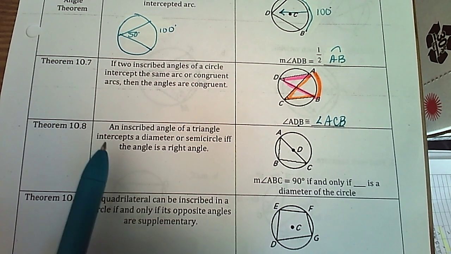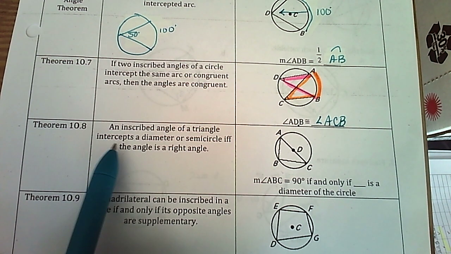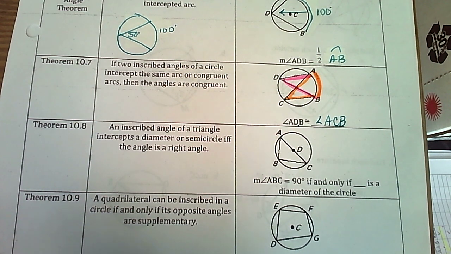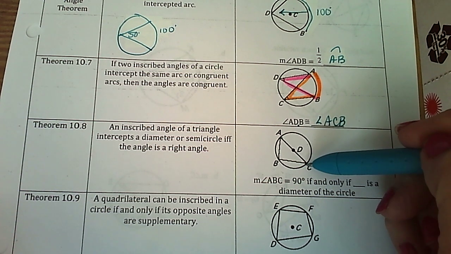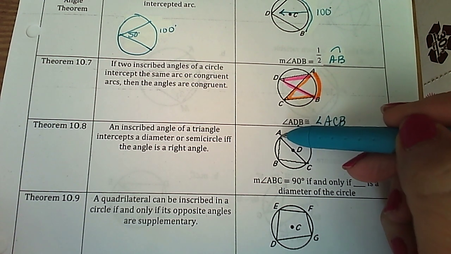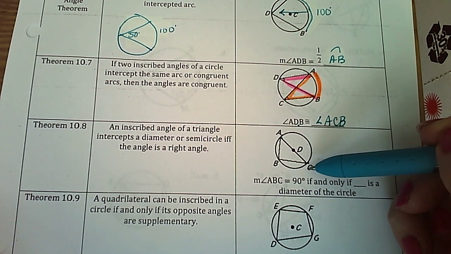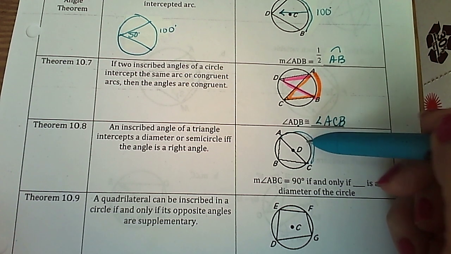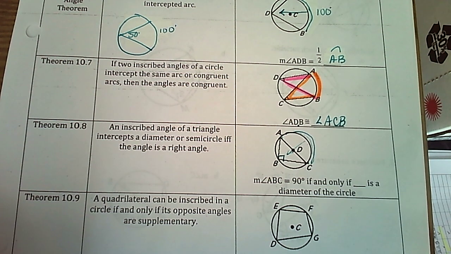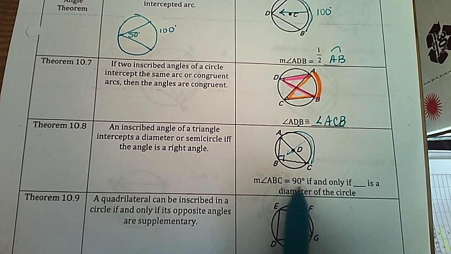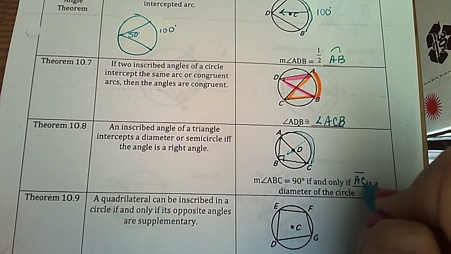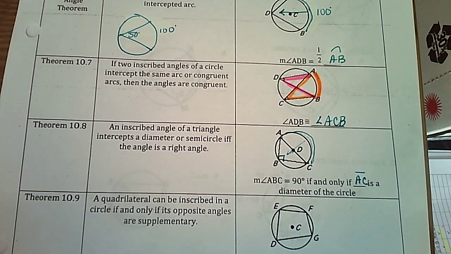Okay, Theorem 10.8. Theorem 10.8 says an inscribed angle of a triangle intercepts a diameter or a semicircle if and only if the angle is a right angle. Let's think about this for a second. If we know that it's a diameter, then the degrees for a semicircle, because the diameter makes a semicircle, is 180 degrees. So it makes sense that if this angle is formed off of this arc here, then it has to be half of it going in and it has to be 90. So it has to make a right triangle. So the measure of angle ABC is 90 degrees if and only if AC is the diameter, which makes sense. When you talk about the math revolved around it, it has to work.